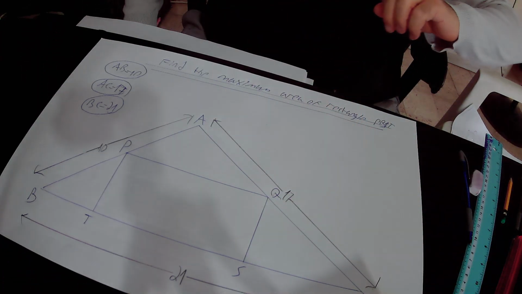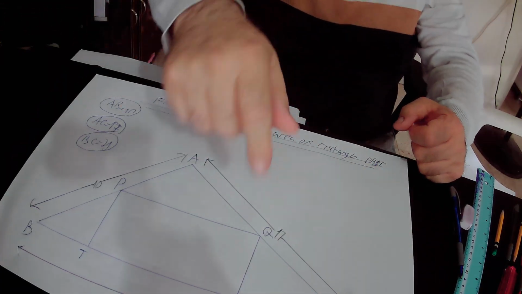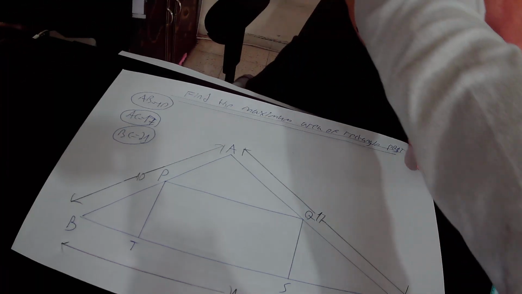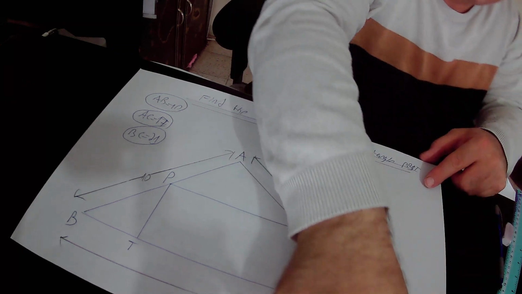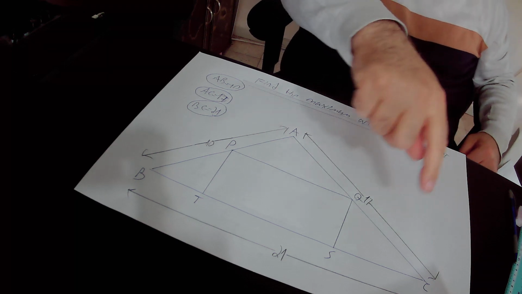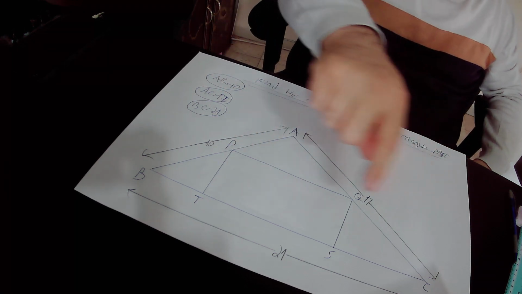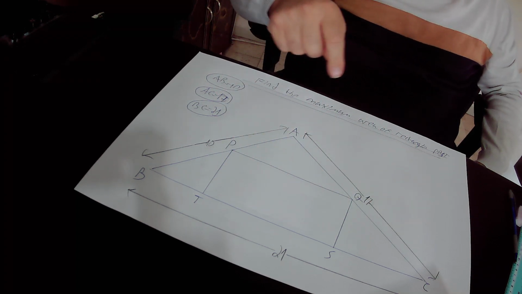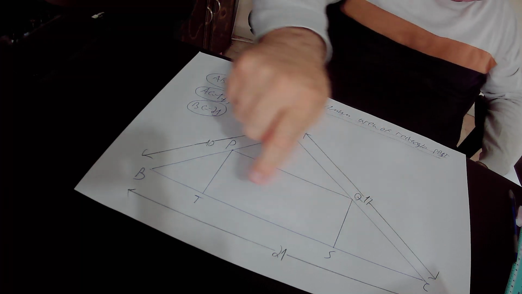Hello, in this lecture we'll find out the area of a rectangle that is inside the triangle. In the drawing we have a triangle ABC. Inside this triangle ABC we have this rectangle PQST, and our mission is to find out the area of this rectangle PQST.